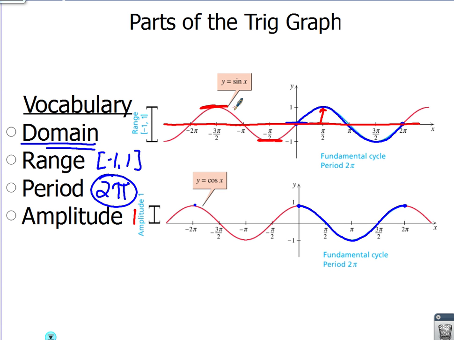The range is very different. Think about what the graph of a tangent looks like. It continues up forever, down forever. The range of tangent is from negative to positive infinity. The period of tangent is going to be different. We'll talk about that later. And amplitude, tangent graphs don't have amplitude. A tangent graph is not a wave, so you're not going to have amplitude.